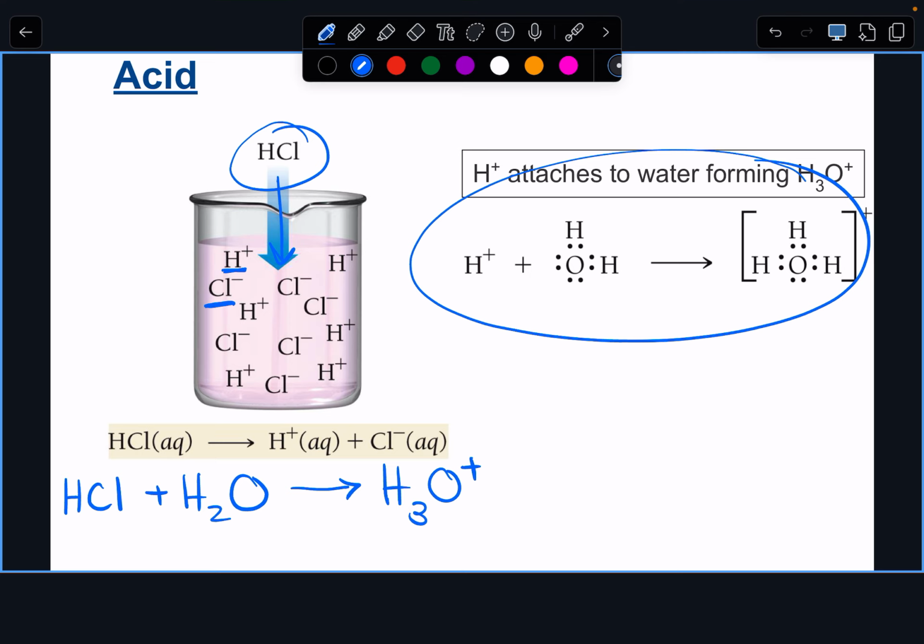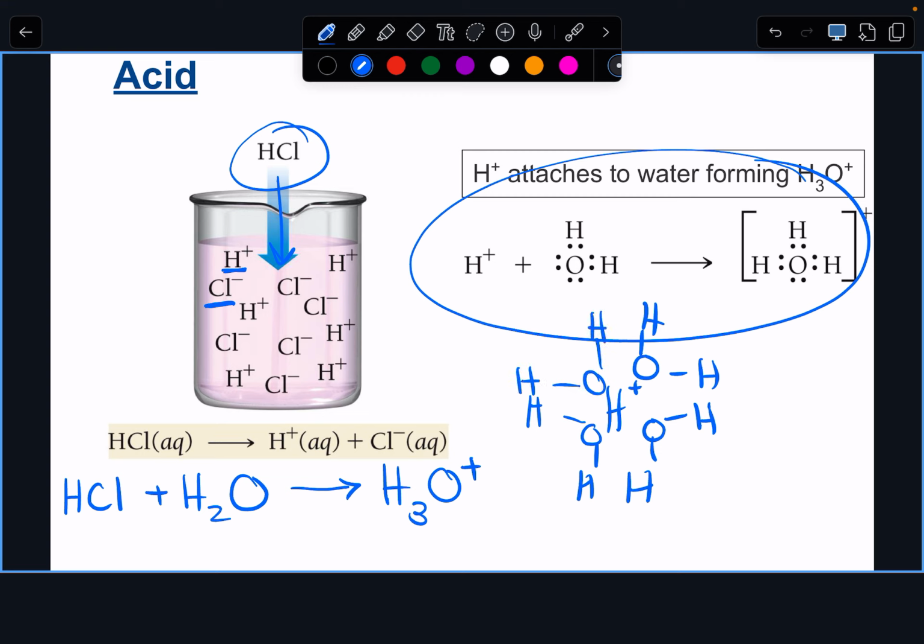It's basically showing that H+ hooking up with a single water molecule and adding on to it, like actually bonding with it. This is probably similar to what happens in reality. It probably looks a little bit more like what sodium does, where you have waters surrounding the ion. But we have to pick a way to represent it.